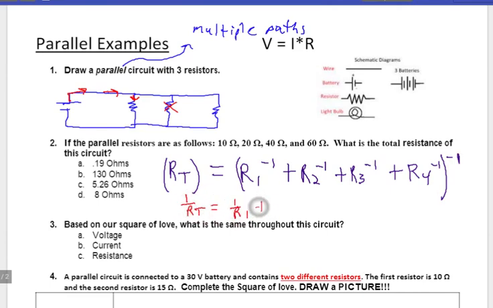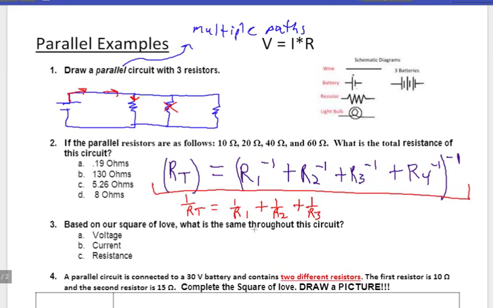This is the same as just writing this, saying 1 over our total resistance is equal to 1 over R1 plus 1 over R2 plus 1 over R3, so on and so forth. I guarantee if you plug the purple equation into your calculator, you will get it right a lot more times than you will the red one.